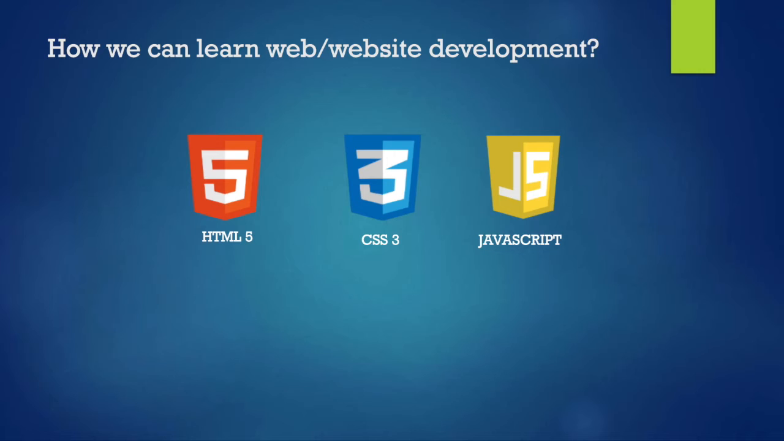Those things are HTML5, which is first. Second is CSS or CSS3, a new version that came into the industry. We'll talk about all these things a little later. And the third is JavaScript, which a few people call JS because it's the extension of JavaScript files. So we have three basic things required for us to learn.